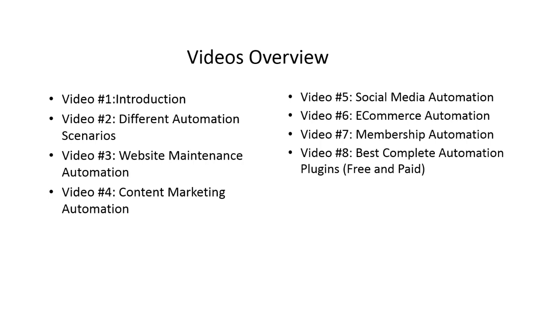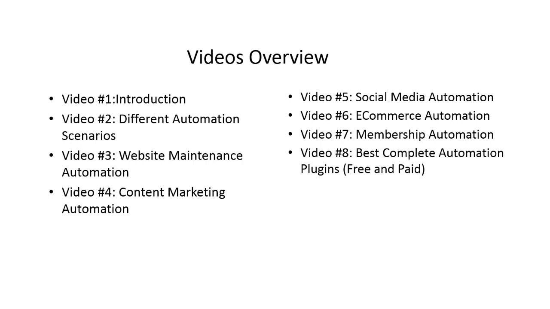Video number 7, we'll talk about membership automation. Let's say, for example, that you run a WordPress membership site. You have a community. How do you go about automating that community as much as possible? Obviously, not everything can be automated. Some things you will just have to do by hand, but some things you can, and some things that you think you can't, you really can.